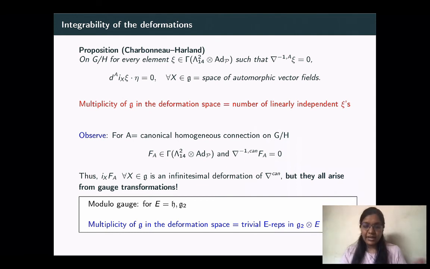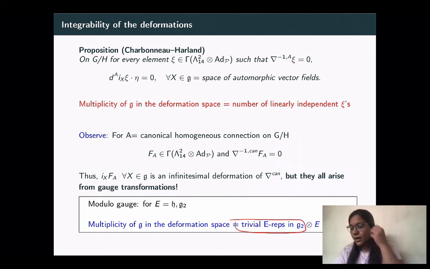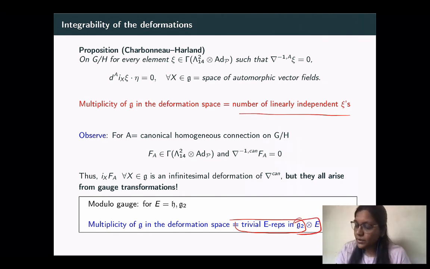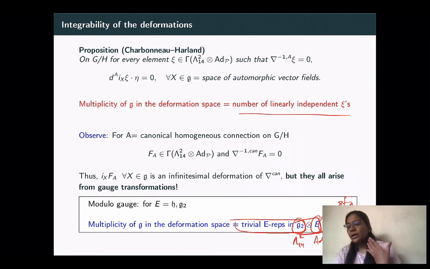So if you remember, we had a gauge fixing condition, d_A^* ε = 0, and modulo that condition, the multiplicity of G in the deformation space is given by the trivial G_2 representations in this Lie group G_2, because these are the number of linearly independent C's. And why is it G_2? Because this is the Lambda^2_14 part and this is the 𝔞_P part, and this -1 represents subtracting the curvature, because that is not gauge invariant. So this is how we can compute the multiplicity of G in the deformation space.